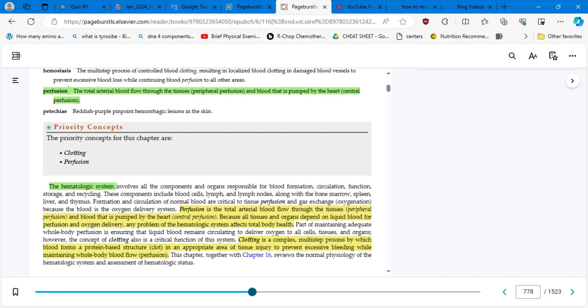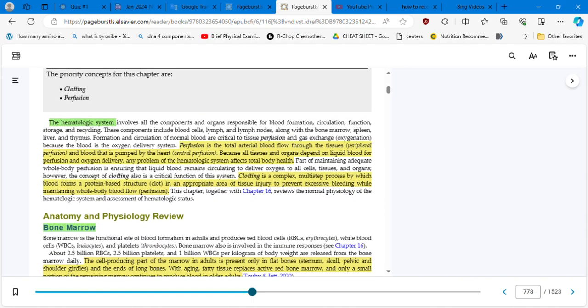So the most important concepts in the hematologic system are clotting and perfusion. It's very important that we master these concepts. Perfusion is the total arterial blood flow through the tissues, peripheral perfusion, because it goes to the peripheral areas of the body, and blood that is pumped by the heart is central perfusion. It's called central perfusion because it's the heart. Clotting is a complex multi-step process by which blood forms a protein-based structure in an appropriate area of tissue injury to prevent excessive bleeding while maintaining whole body blood flow, perfusion.